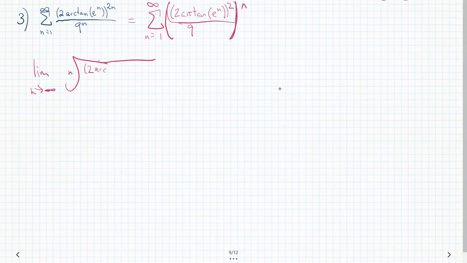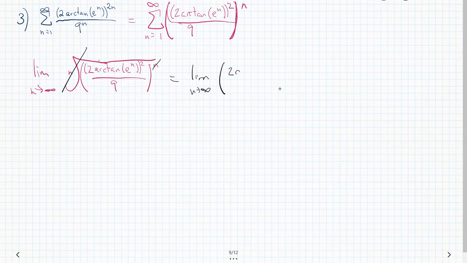So that means we can go limit as n goes to infinity of the nth root of this, 2 arctan of e to the n, squared, all over 9, and we want to raise that to the nth power. Well, notice in that case the n and the nth root will cancel, and you're left with the limit as n goes to infinity of 2 arctangent of e to the n, and then we're squaring that whole thing, and then it's all over 9. The beauty is the only place n is involved is this e to the n. So we can take that limit as n goes to infinity, e to the n is going to infinity. So basically this becomes arctangent, whatever happens to that as we approach infinity.